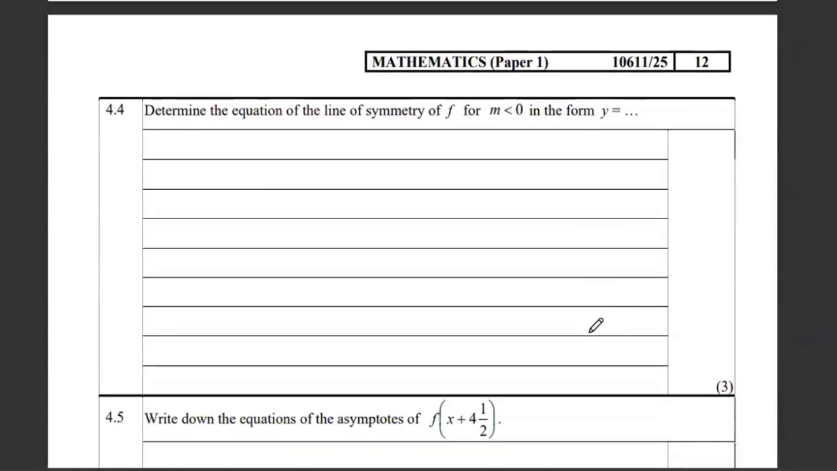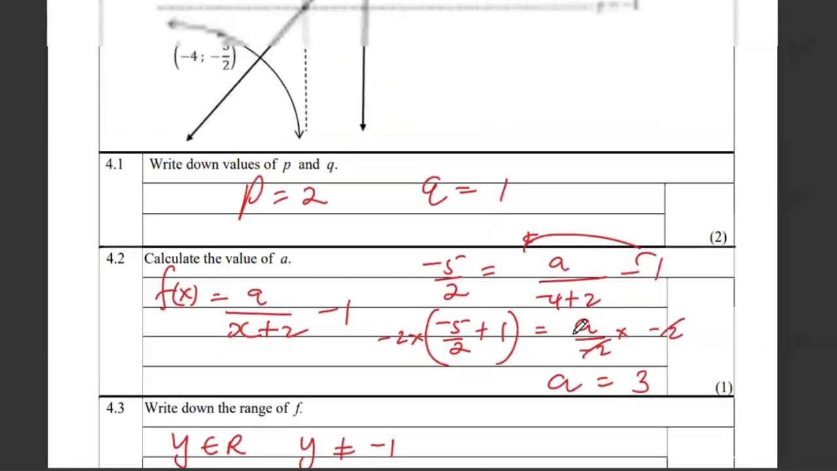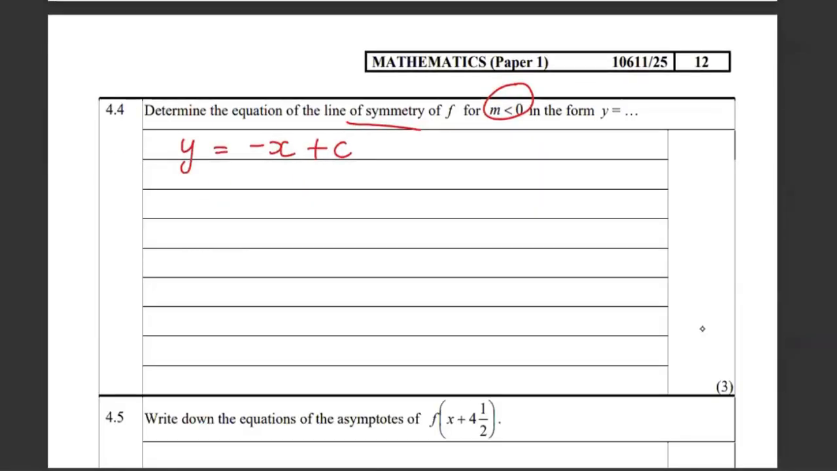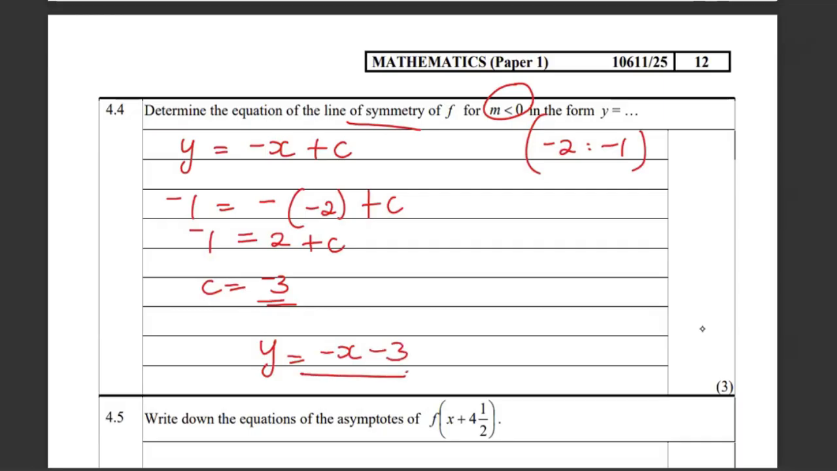Okay, that's 4.3, 4.4. They want the equation of the line of symmetry with a negative gradient. So we know with the negative gradient is -x plus c. Then we know that the points that we are supposed to use are basically the asymptotes, which are -2 and -1. So let's use that. -2, -1. So where there is y, we have a -1. So a negative with a -2 plus c. -1 is equal to 2 plus c. Move it that side. c becomes a -3. So the equation is -x minus 3.